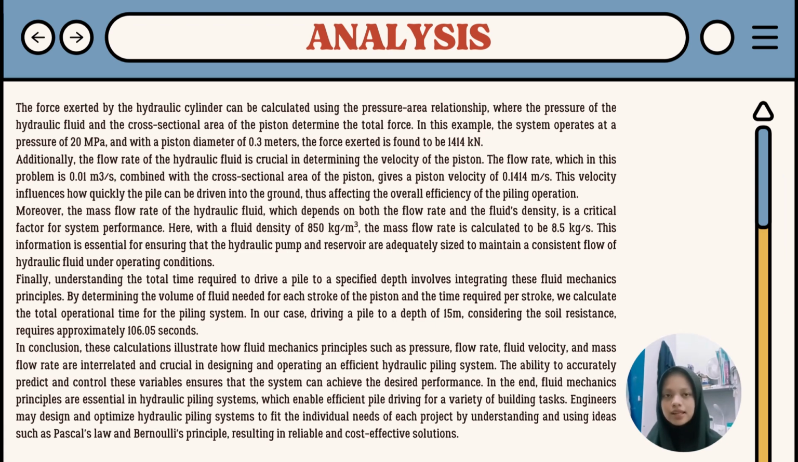Finally, understanding the total time required to drive a pile to a specific depth, for example 15 meters, involves integrating these fluid mechanics principles. By determining the volume of fluid needed for each stroke of the piston and the time required per stroke, we can calculate the total operational time for the piling system. In our case, driving a pile to a depth of 15 meters, considering all the soil resistance, requires approximately 106 seconds.